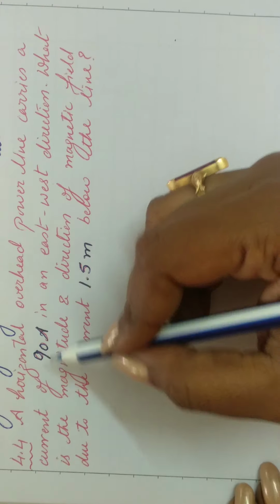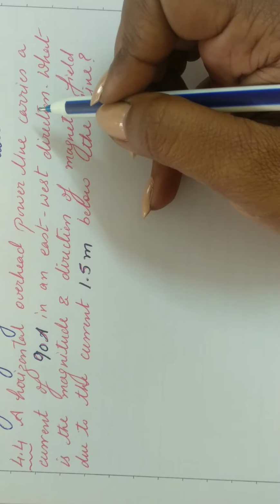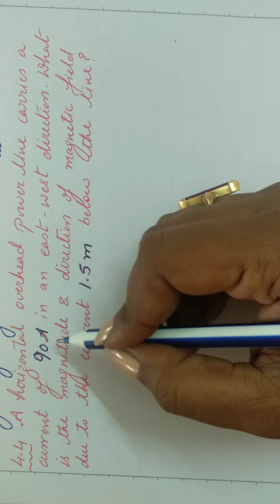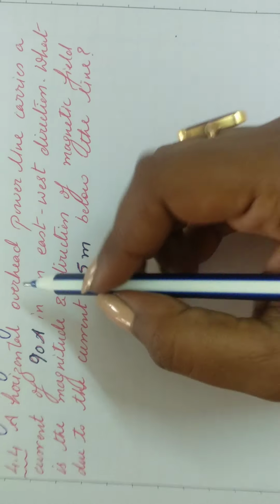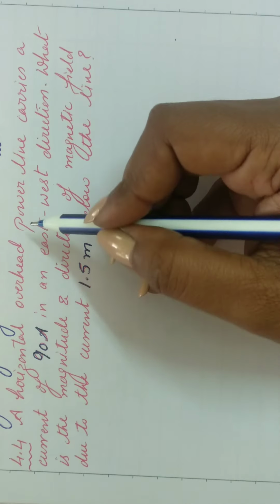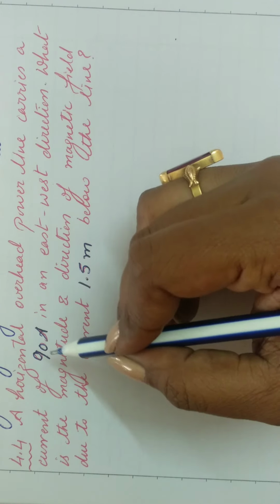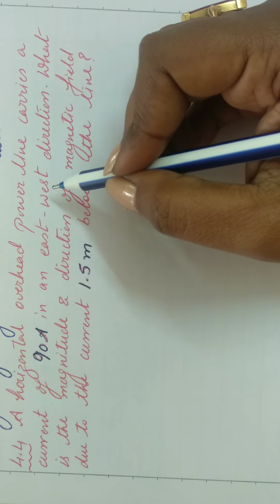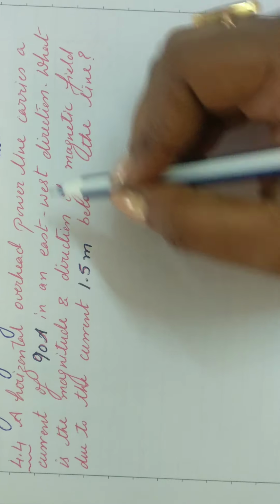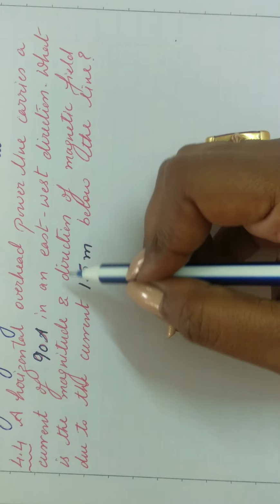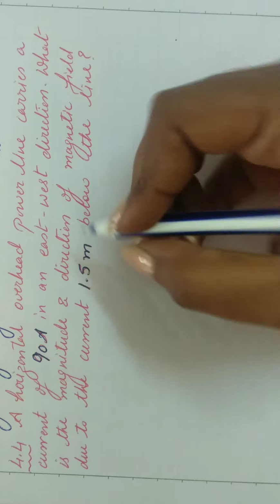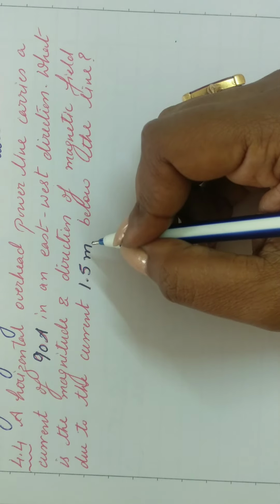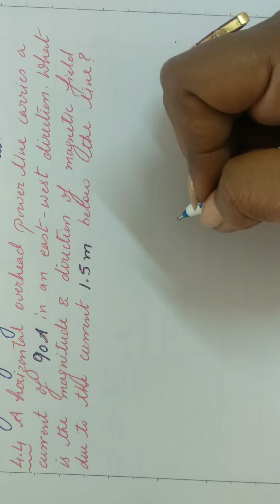Here we are given a horizontal overhead power line which carries a current of 90 amperes. So we can say that this is just a wire which carries current 90 ampere, and the direction of the current is from east to west. You have to calculate the direction and magnitude of the magnetic field at a point which is 1.5 meter below this wire. So first of all we'll construct a figure for this.